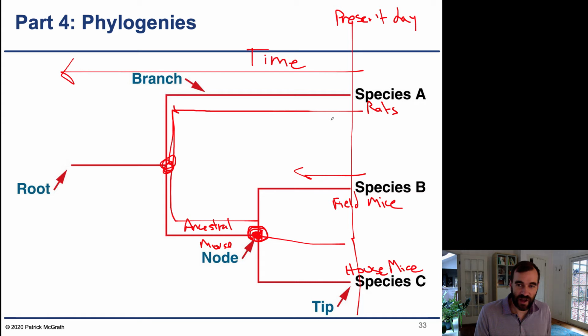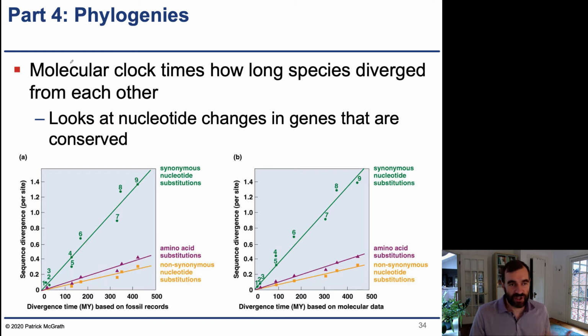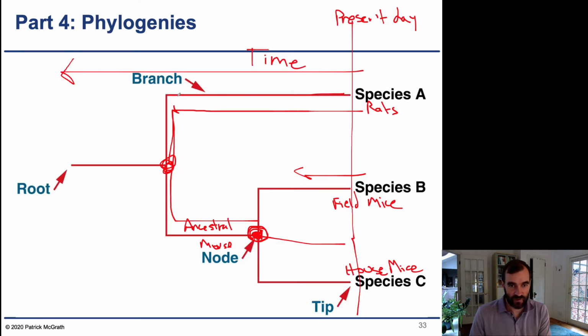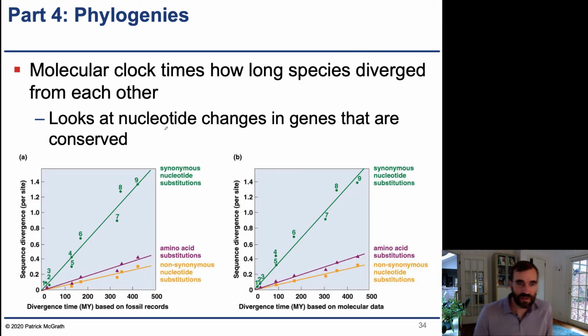So this is the idea of a phylogeny, and the important thing to note is that the branch length, this is a branch, indicates how long ago in time 2 species were the same. And so you use existing genetic variation between species in order to infer this information. So if we looked at a gene like hemoglobin, we would note that there are differences in the amino acid sequence between the rat hemoglobin, the field mice hemoglobin, and the house mice hemoglobin. But the number of differences depends on how long they have been separated from each other. And so this is the idea of a molecular clock. It allows us to look at nucleotide changes in genes that are conserved in order to predict the divergence time.